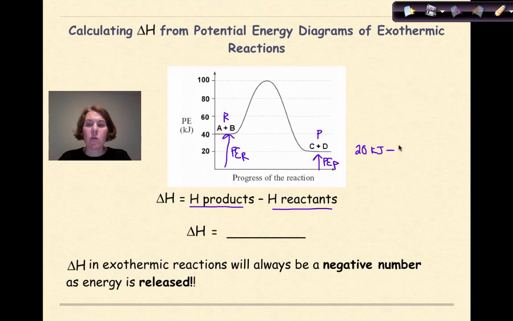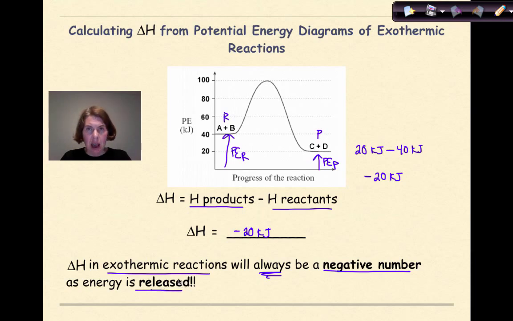which is at 40 kilojoules. So 20 kilojoules minus 40 kilojoules will give me negative 20 kilojoules. And all that negative means is that energy is released out into the environment. So the delta H here is negative 20 kilojoules. So delta H in exothermic reactions will always be a negative number as energy is released.